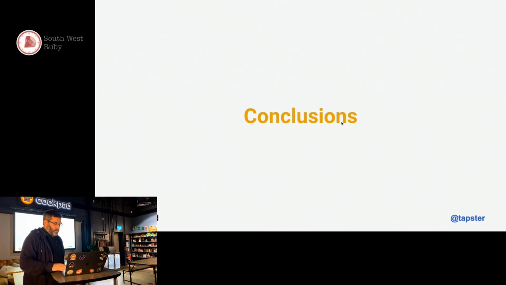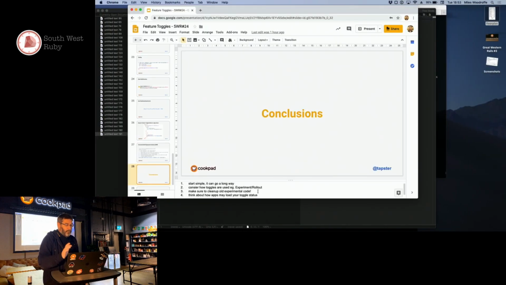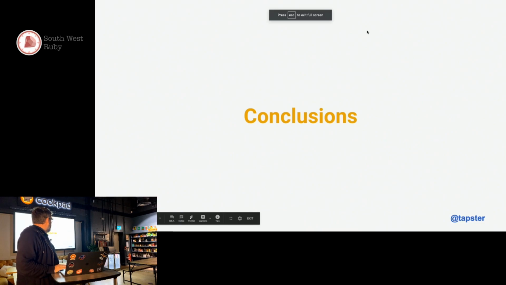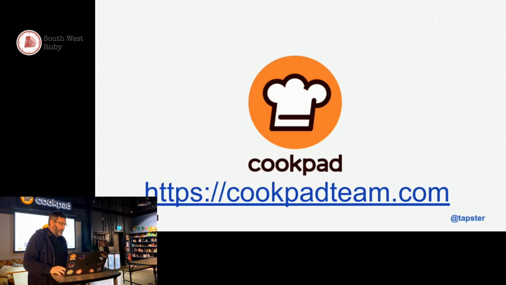But yeah, conclusions. It's a good question because I can't see my notes. But yeah, start simple. It can go a long way. And then consider how toggles are used. So yeah, experiments and rollouts are quite different. I think that got in the way a lot, where we were trying to understand, is this finished? Is it still an experiment? What kind of status is it in? And then yeah, clean out old code as much as you can. Try and get people to take ownership of the feature and the test. Yeah, and that was it.